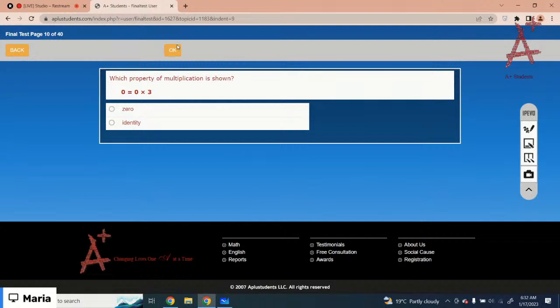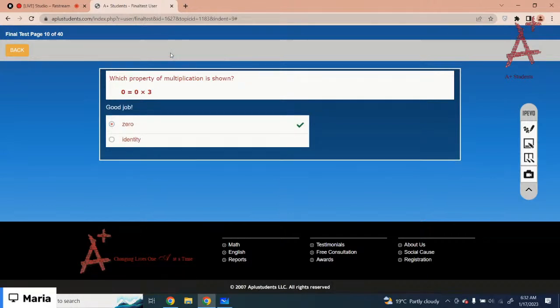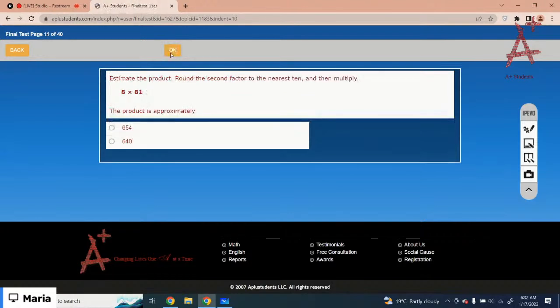Okay, which property of multiplication is shown? 0 equals 0 times 3, which property is it? It is the zero property. You just have to identify the property. 0 times any number makes 0. That would be the zero property. Got it? Okay, you can complete the test by yourself later today.